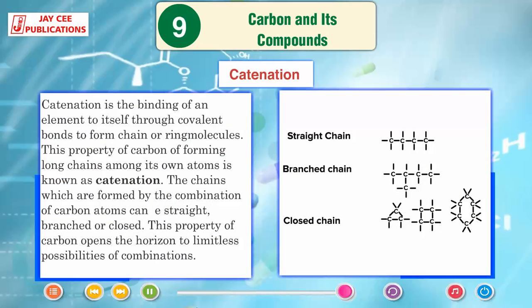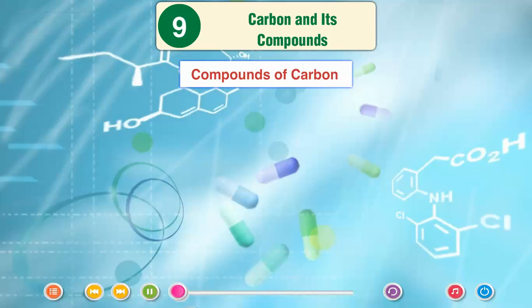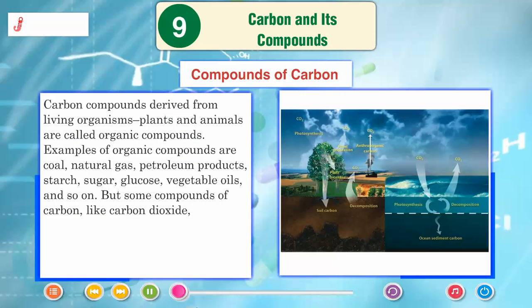Catenation. Catenation is the binding of an element to itself through covalent bonds to form chain or ring molecules. This property of carbon of forming long chains among its own atoms is known as catenation. The chains which are formed by the combination of carbon atoms can be straight, branched or closed. This property of carbon opens the horizon to limitless possibilities of compounds of carbon.